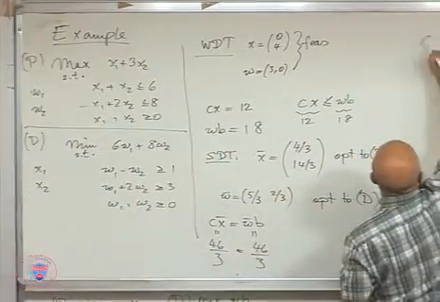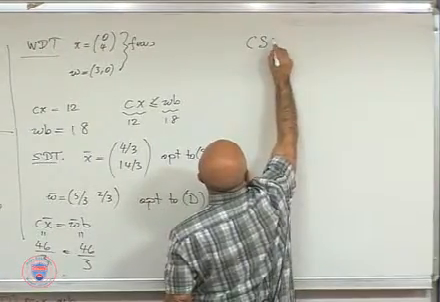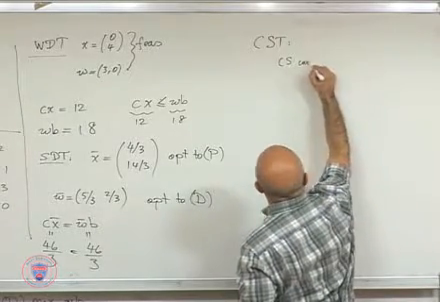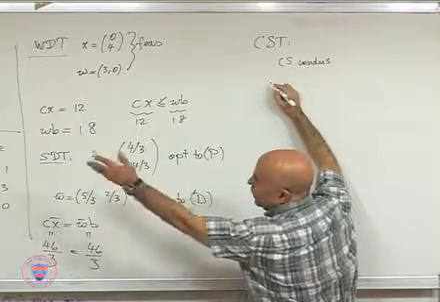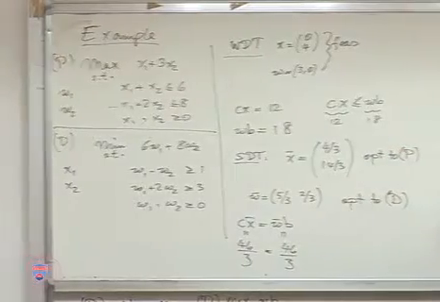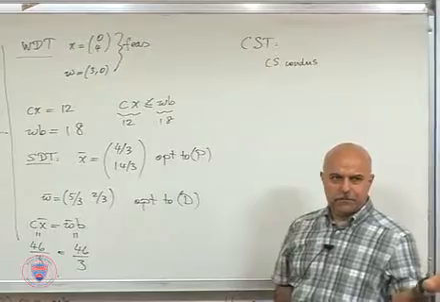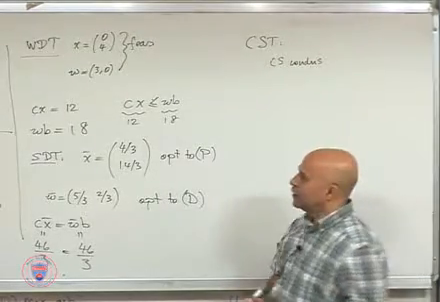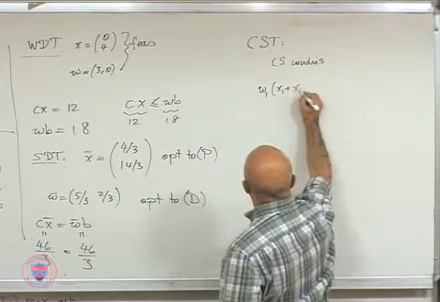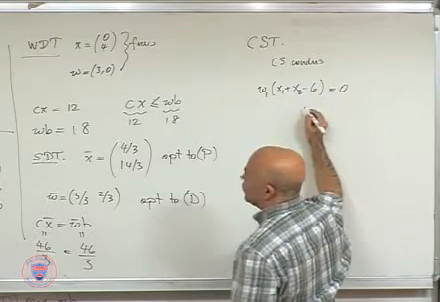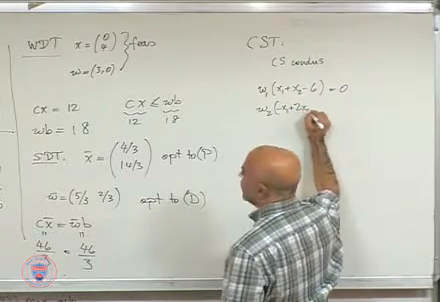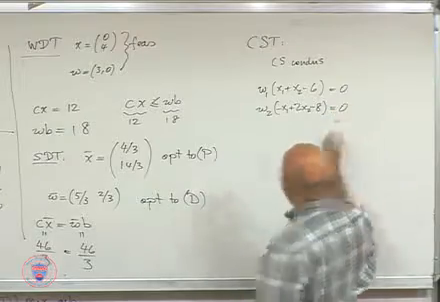Complementary slackness conditions, or the complementary slackness theorem. What are the complementary slackness conditions? Well, I have 1, 2, 3, 4 conditions, okay? One for each pair of variable and constraint. The first condition is W1 times (x1 plus x2 minus 6) is equal to 0. Then W2 times (minus x1 plus 2x2 minus 8), that's supposed to be equal to 0.